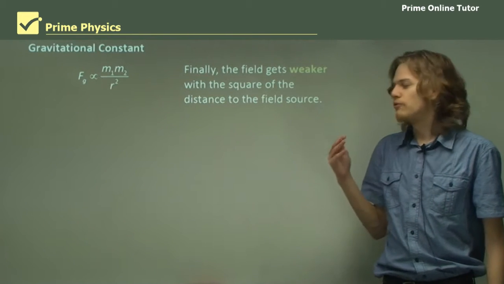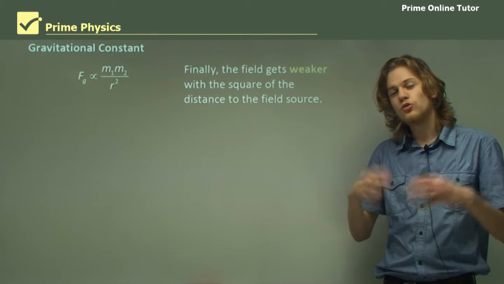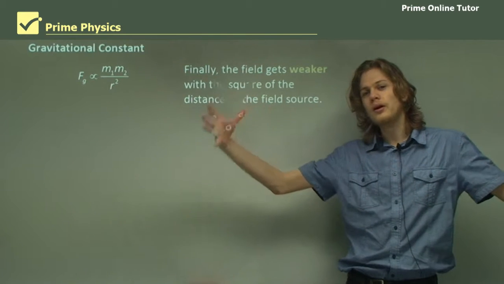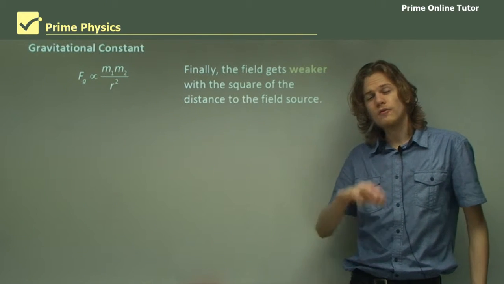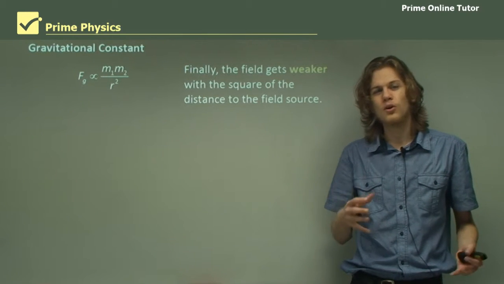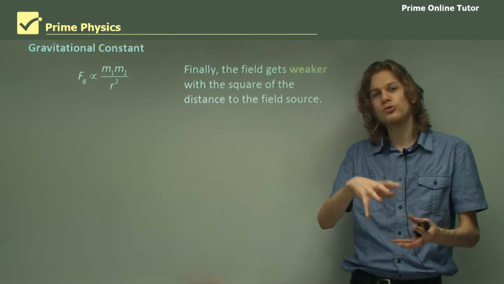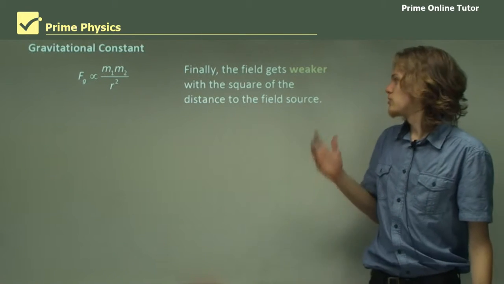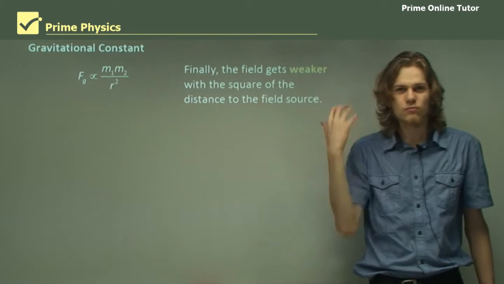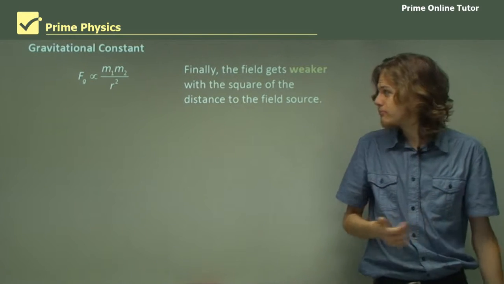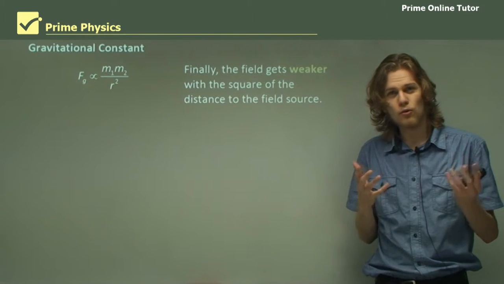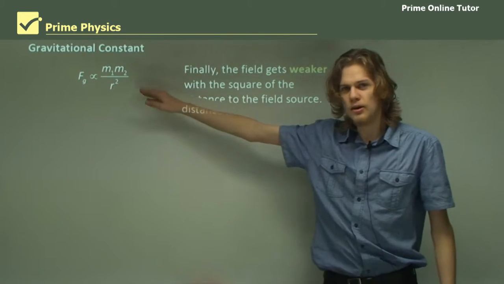Alright, finally, we can say that the field gets weaker with the square of the distance from it, because we can imagine a sort of sphere around the Earth that gets bigger as we get further away. The surface area of that sphere will increase by 4 times if we double our distance from it, because the surface area is proportional to the square of the radius. So that means that we can put an r squared over here, where r is the distance to the center of the planet. Make sense? Gravitational field gets weaker the further away we are. So that's the r squared.